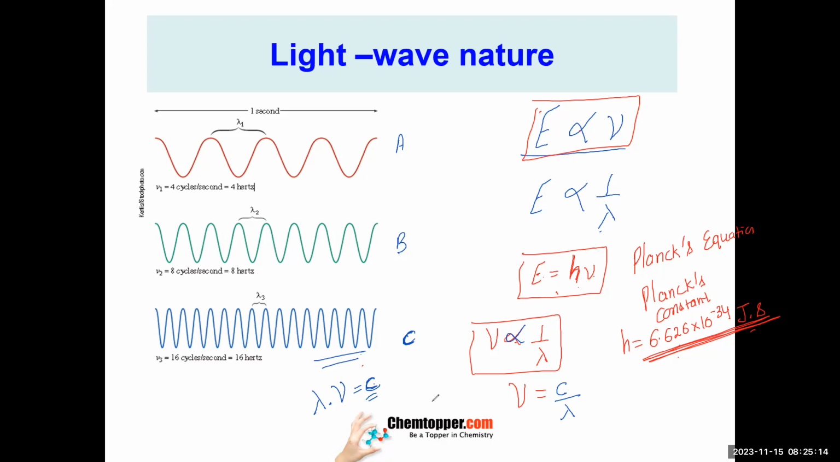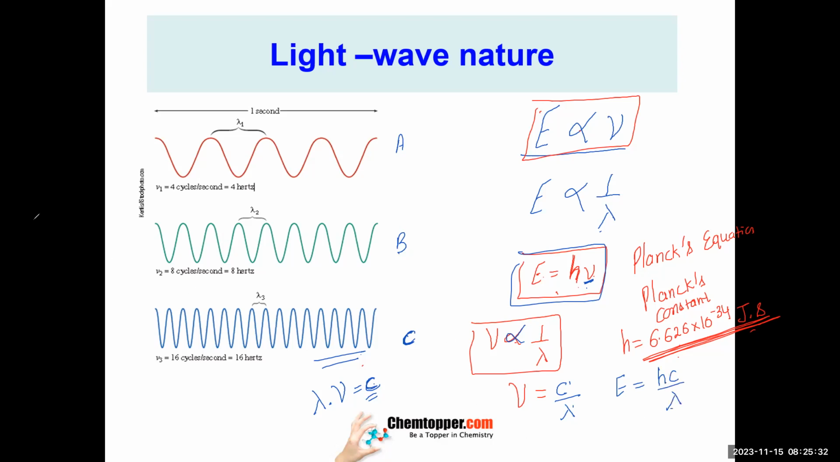Is it okay? So this is C over lambda. So can I replace this frequency by c over lambda in this equation? So the equation becomes E equal to hc over lambda.